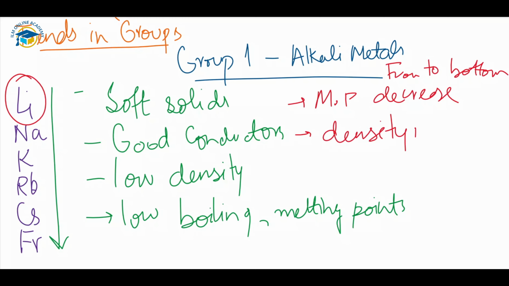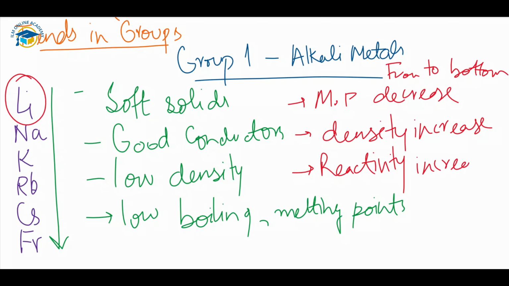And the second is that density increases. It means that the elements at the top are less dense as compared to the elements at the bottom. As you already know, physical properties also depend upon the mass. Lithium has just 3 electrons and 3 protons, so it is less dense. But cesium and francium are much denser. And the reactivity also increases from top to bottom. It means cesium and francium are more reactive as compared to lithium, which is at the top of this group, the alkali metals.